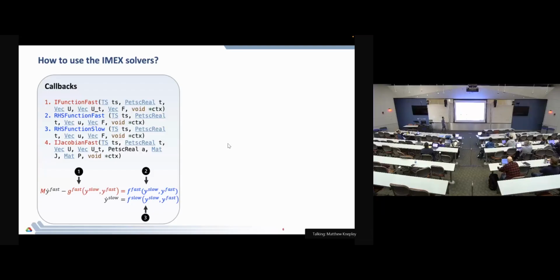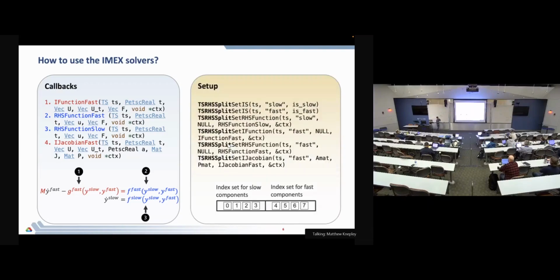So to use the new solver, you need to provide a few callback functions, just like all the other TS solvers. So you need to provide an I function, which is the left-hand side for the fast variables. And you need to provide RHS function fast, which is the right-hand side of the fast variables. Then the right-hand side for the slow components. And also the Jacobian for the callback 1. The 4th is optional. So if you don't want to provide a Jacobian, PETSc will approximate it by using finite difference approximation.